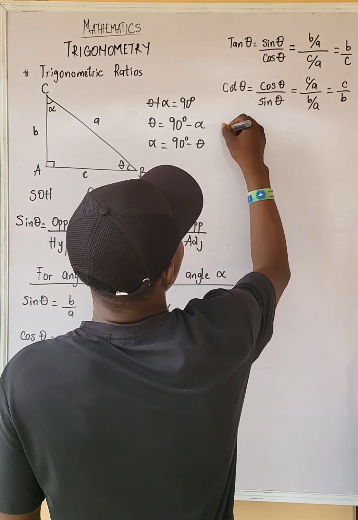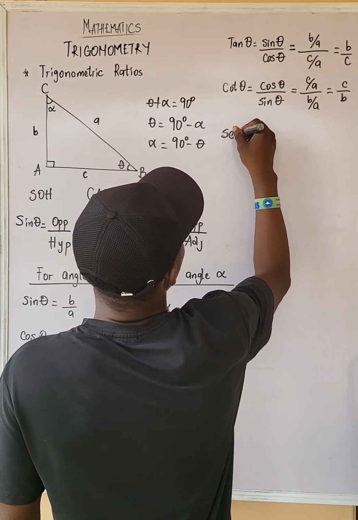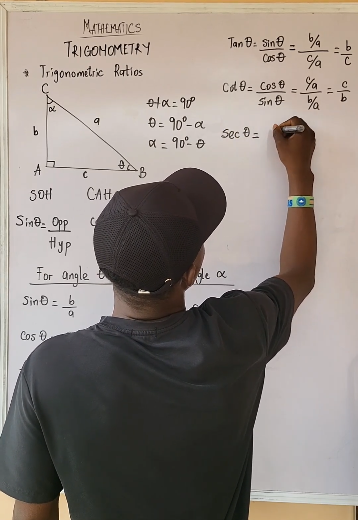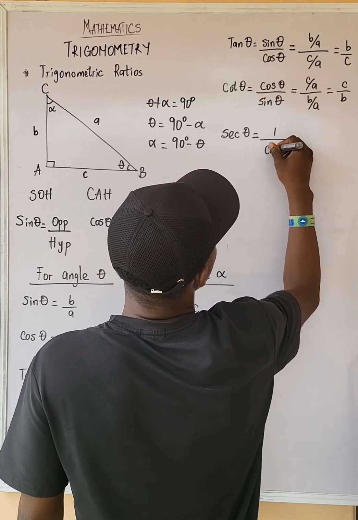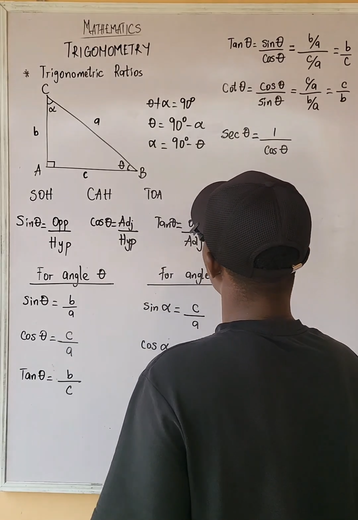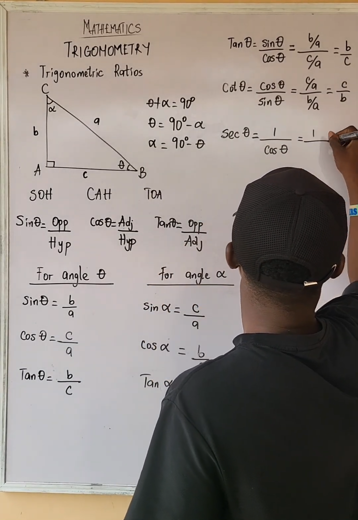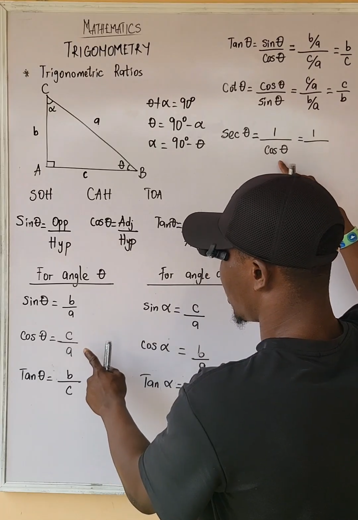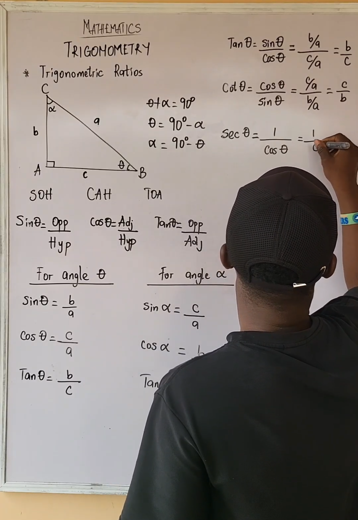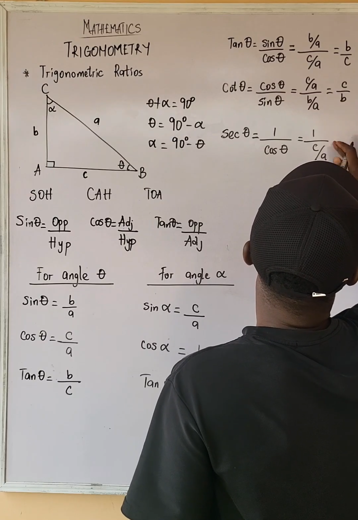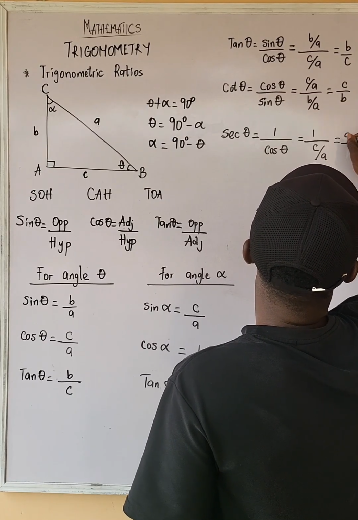Now, let's go again for sec theta. Another way to say sec theta is 1 over cos theta. So that will be giving us 1 over, what's our cos theta? That's C over A. So what will be our answer? Our answer will be A over C.